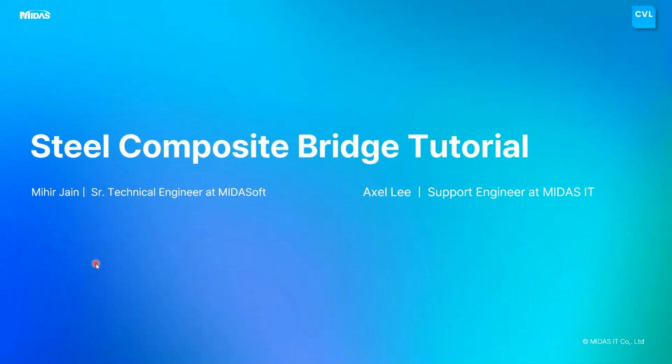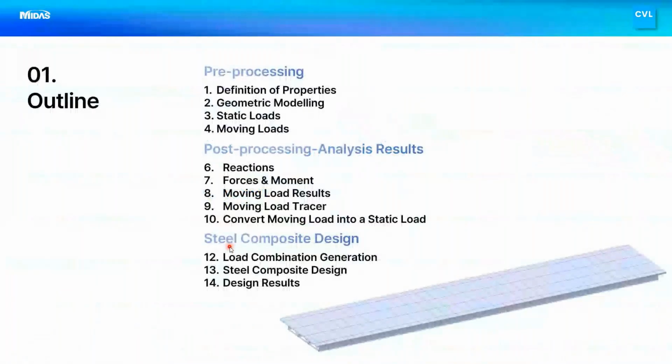So today we'll be proceeding with the flow that we did in the last session. Just to give you an outline of what we discussed: in the first session, we saw the pre-processing parts, where we covered the definition of properties, geometric modeling, static loads and moving loads. All the model creation and the definition of loads were already done in the first session. Now in this session, we will focus more on the post-processing analysis and results part. So we will be seeing the reaction forces and all these parts. After that, we move towards the steel composite design.